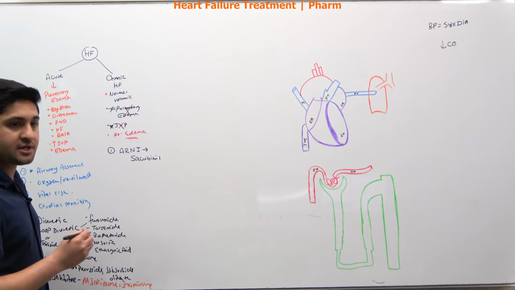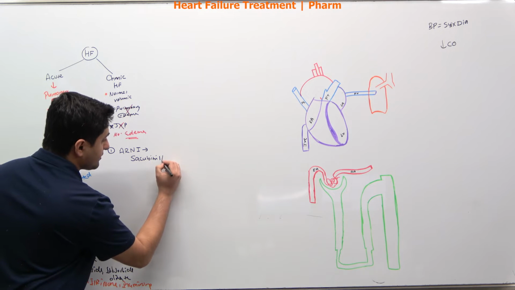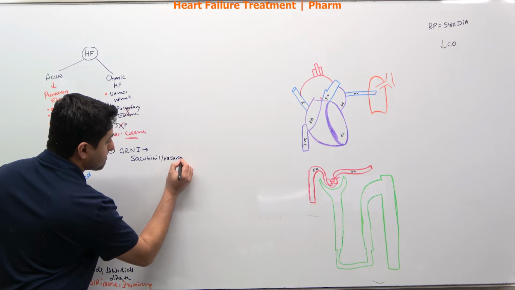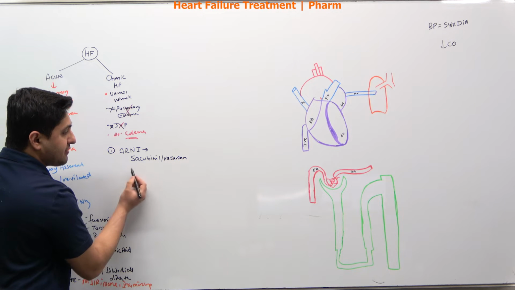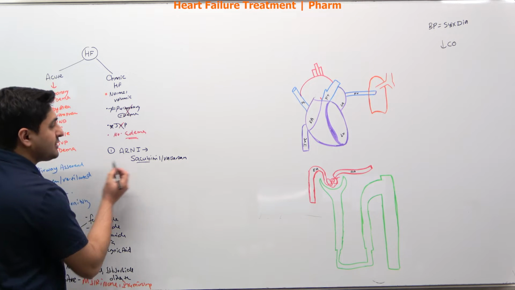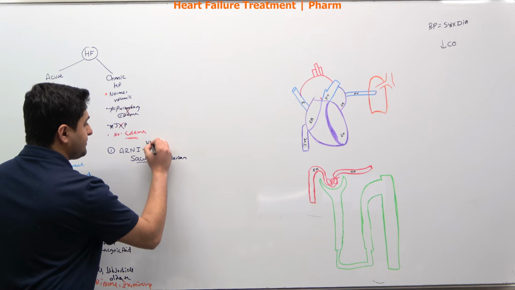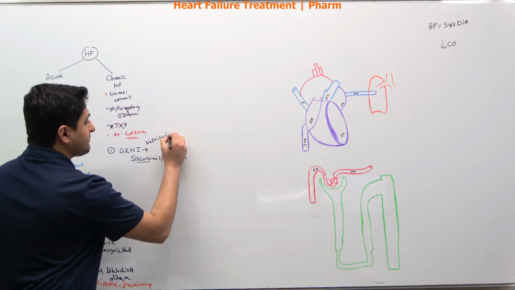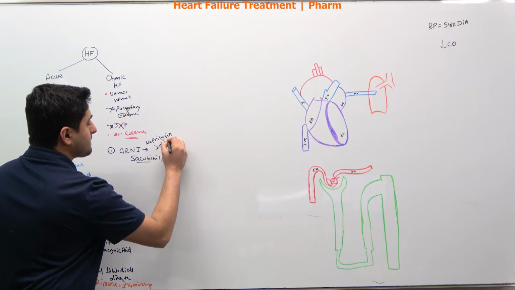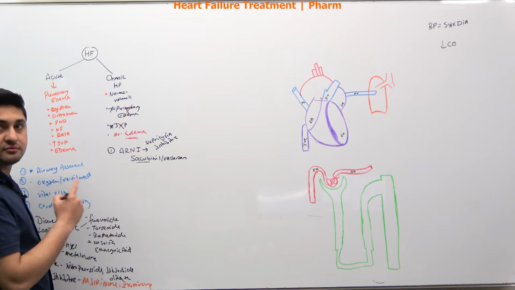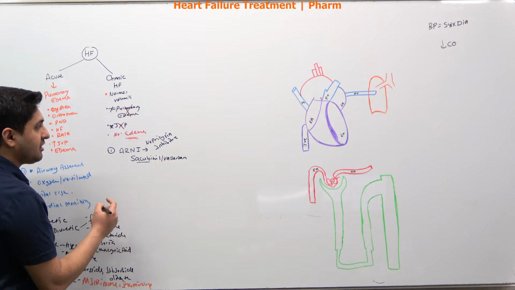Your sacubitril is there. This drug is combined with valsartan, so it's sacubitril and valsartan. Sacubitril is a neprilysin (NEP) inhibitor. All right? This is one of the chronic therapies to maintain heart failure.